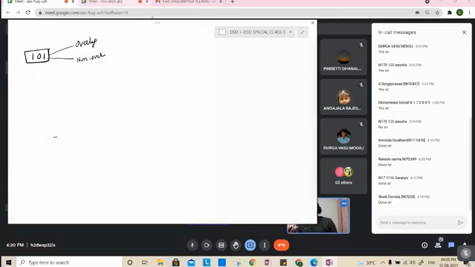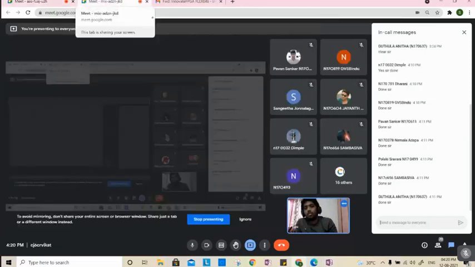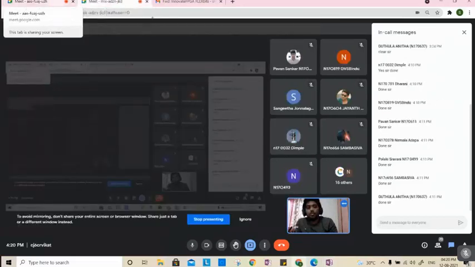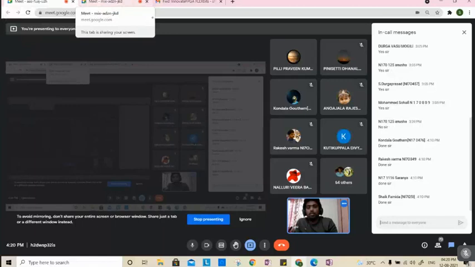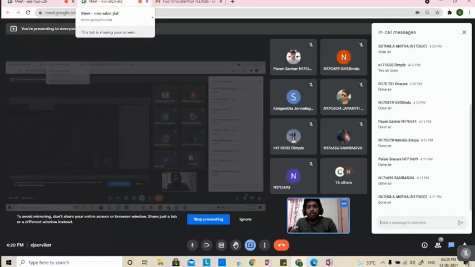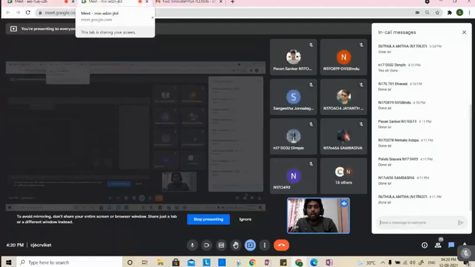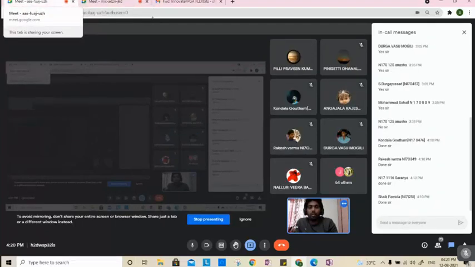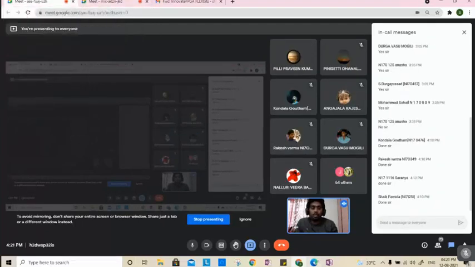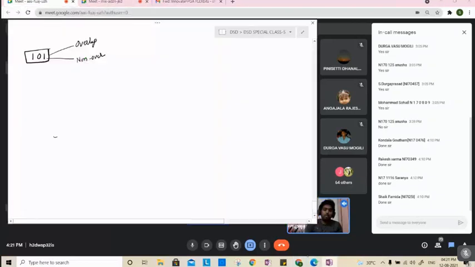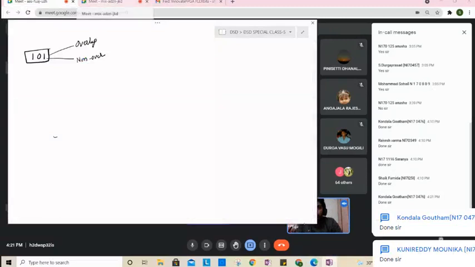Both are same. Let us check it. How many of you have done it? At least one. Overlap, non-overlap. Any one. Either overlap condition or non-overlap condition. Please send a message here.